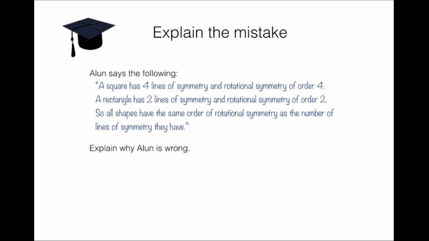So the main way we can explain this is by drawing a shape. If I draw this shape that we saw earlier, this does not have any lines of symmetry. However, it has order 2 rotational symmetry. So that clearly shows that all shapes do not have the same order of rotational symmetry as the number of lines of symmetry that they have. Plus you could draw any scalene triangle that has 0 lines of symmetry, yet it has order 1 rotational symmetry.